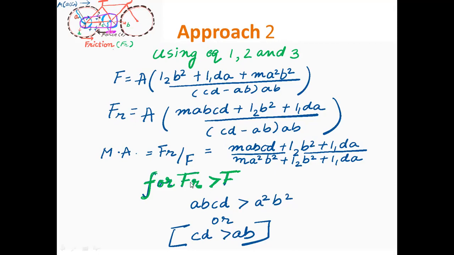If CD is greater than AB, then friction becomes greater than F, and it moves in the forward direction. If CD is less than AB, then friction becomes less than F, and it moves in the backward direction. So this is how mathematically you can see whether the bicycle is going to move forward or backward.